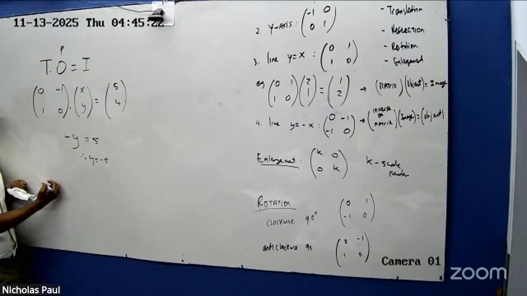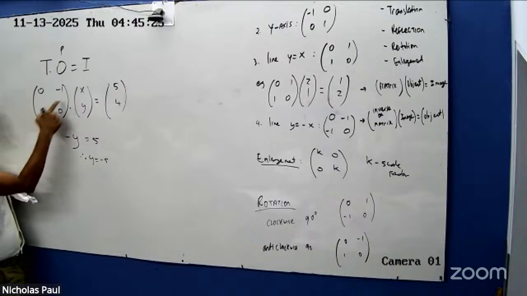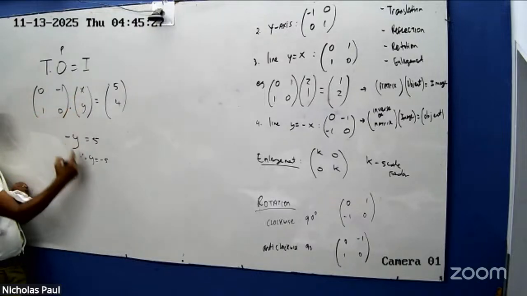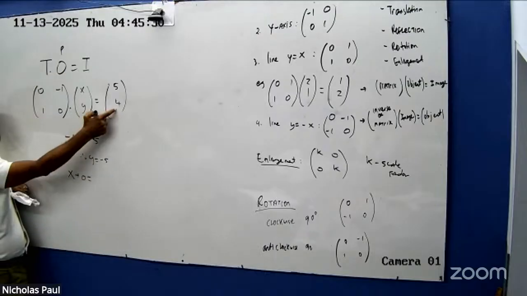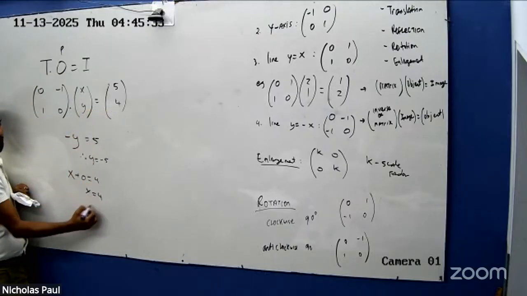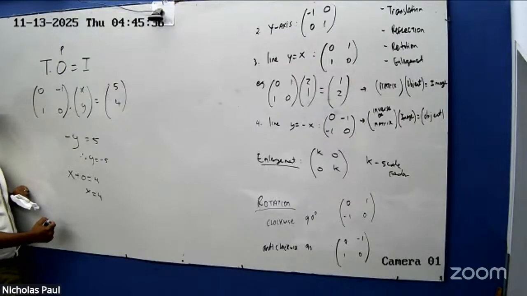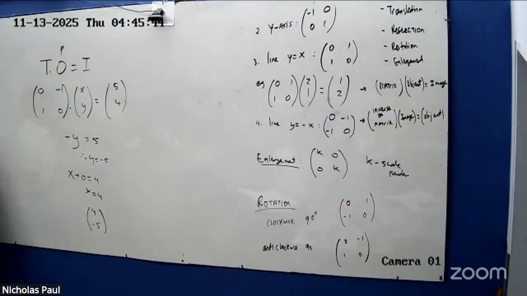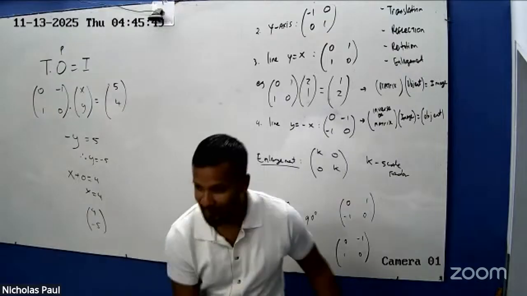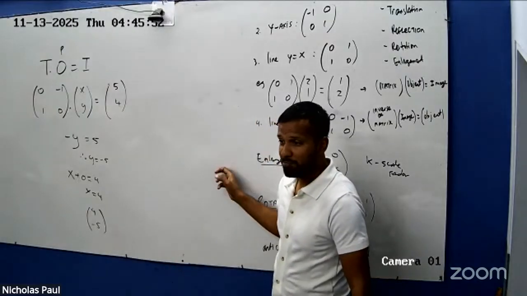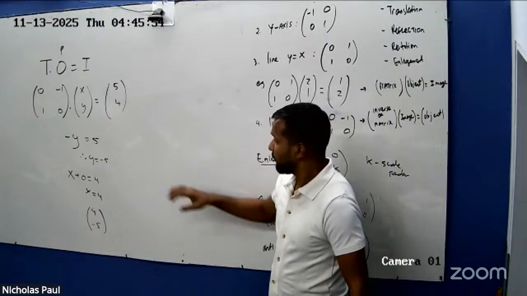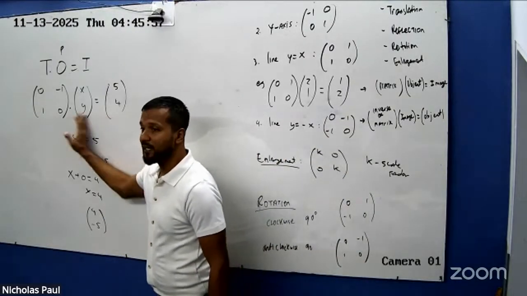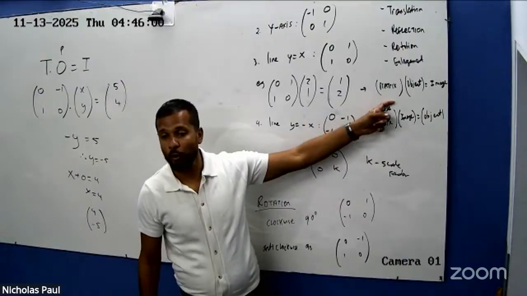I'm going to do it again. 1 by x is x, 0 by y is 0. That is equal to the second value, 4. So x is 4. What does that mean? It means that the point is 4, minus 5. Everybody okay with this, right? And I want you to learn this. Note that 1 and note that 2.